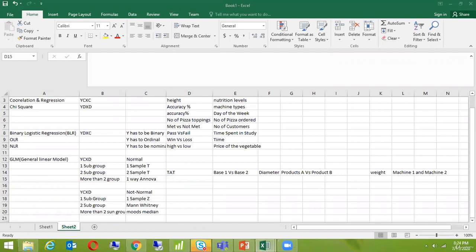It can be a distance from Bangalore to Chennai and Bangalore to Hyderabad. What is the Y here? Y is continuous, distance. And how do you measure distance? What is the unit? Kilometer. Very good. So distance versus different cities, city 1 versus 2 versus 3.